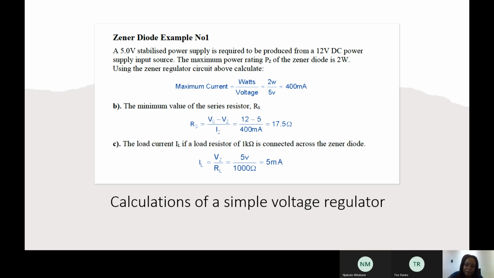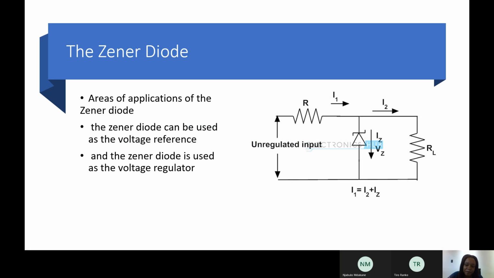Now the second question is the minimum value of the series resistor. You basically need to find out what value the series resistor has to be in order to prevent damage. You can see from this diagram, this R that stands before the Zener diode in series is the series resistor. This series resistor drops the voltage before it gets to the Zener diode. It's a protective measure, okay?